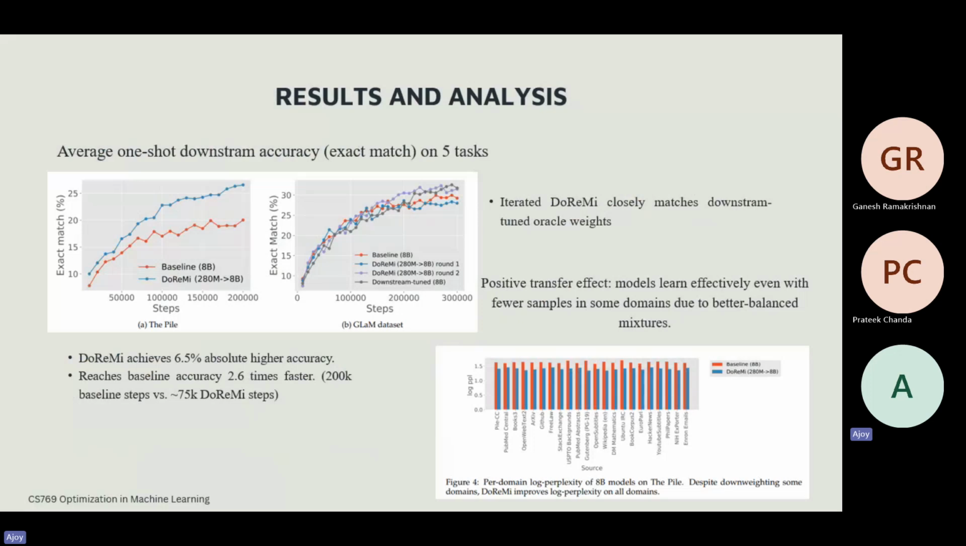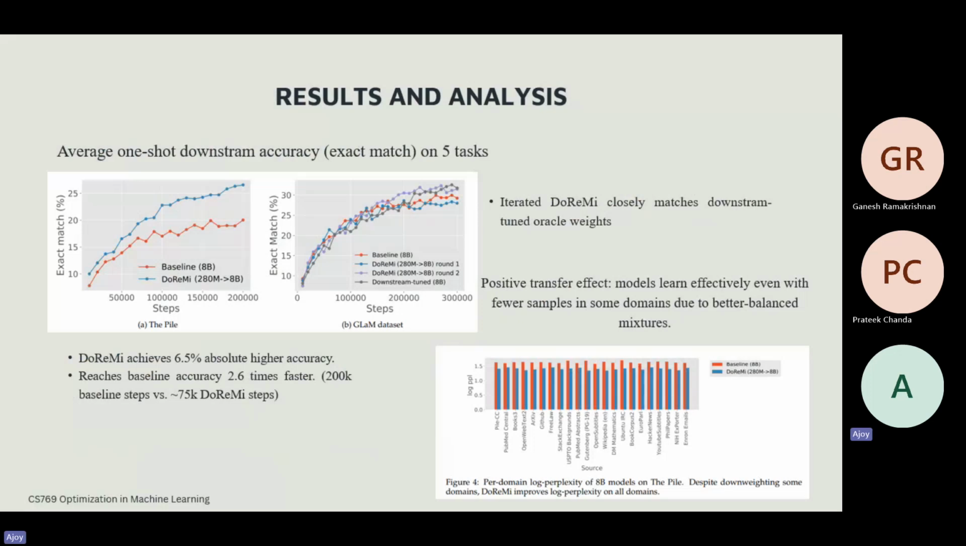Average one-shot downstream accuracy. Here, this is what the baseline was performing when we went from 280 million, this 280 million parameter model was a proxy one, and 8 billion was what we were training in the end. As you can see, as we reach the end, the exact matches have increased and the computational time is also less. So for fewer steps, we're able to get better performance.